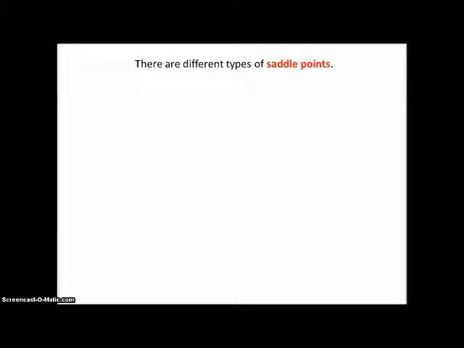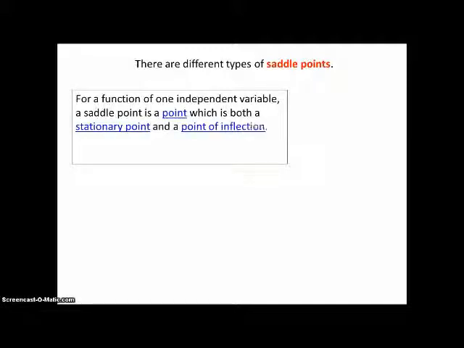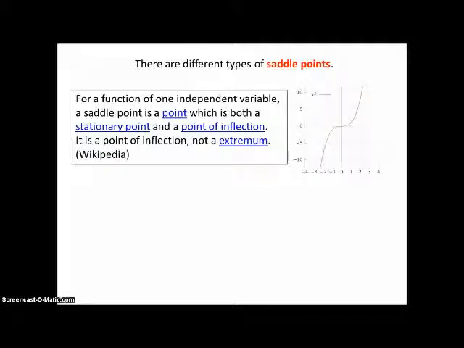Now there are other kinds of saddle points. For a function of one independent variable, a saddle point is a point which is both a stationary point and a point of inflection. It is a point of inflection, not an extremum. This is from Wikipedia, and this is what we call an inflection point, but if the tangent line is horizontal through the inflection point, then it's also a stationary point and a saddle point.